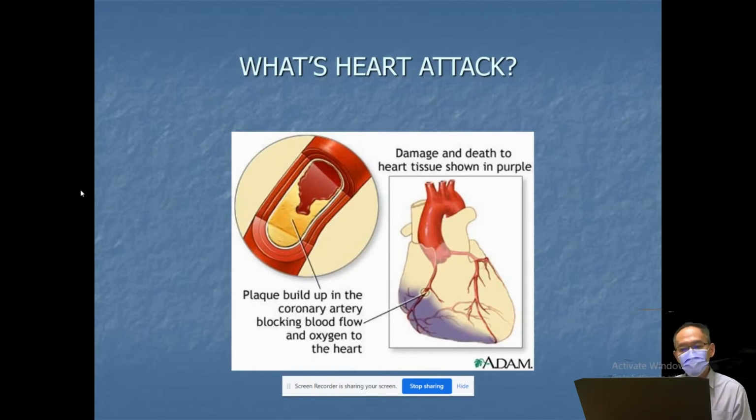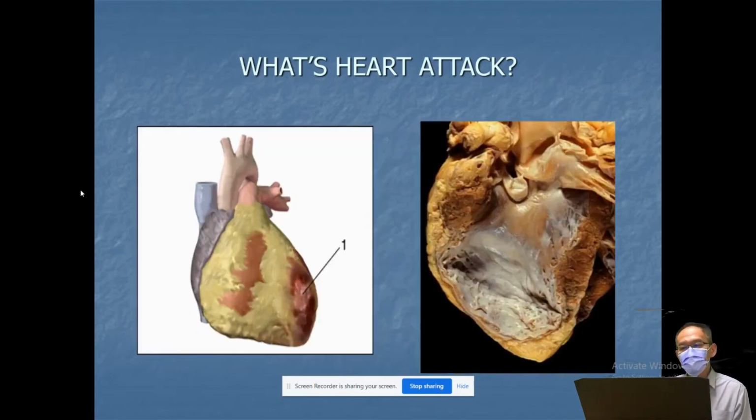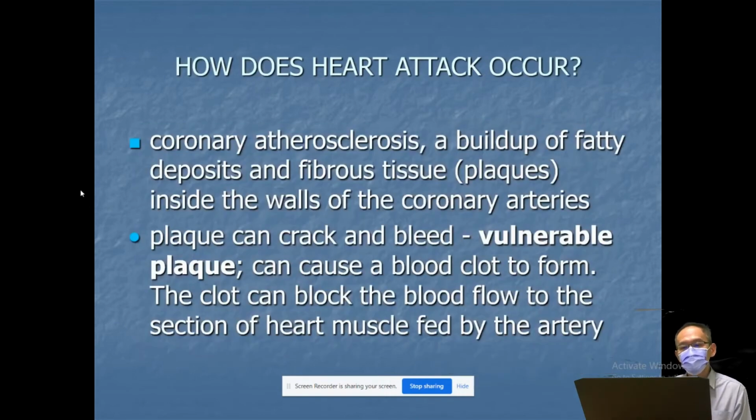You can see here the vessels overlying the heart, which are called coronary arteries. There's an arteriosclerotic plaque, and the plaques build up, then block the vessels and cause damage to the muscle. If you open the heart out in an autopsy specimen, you can see that this whole area is whitened. That means the whole area of the muscle is already dead.